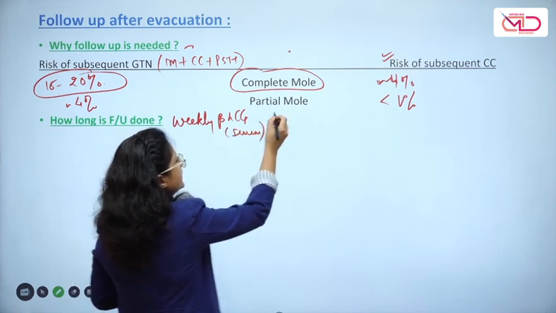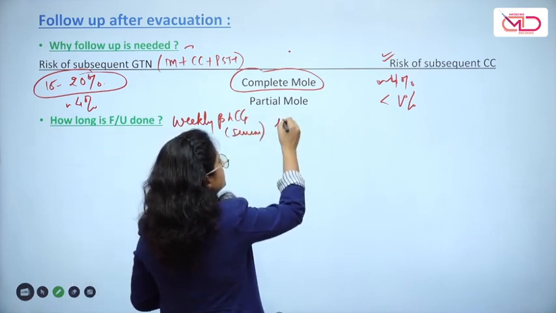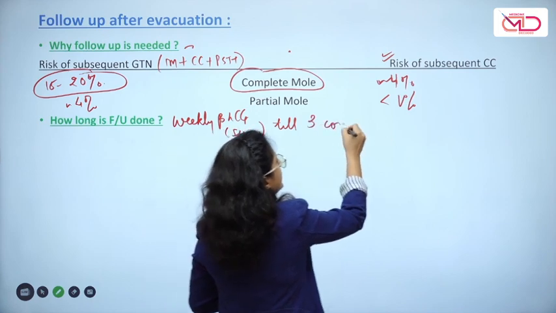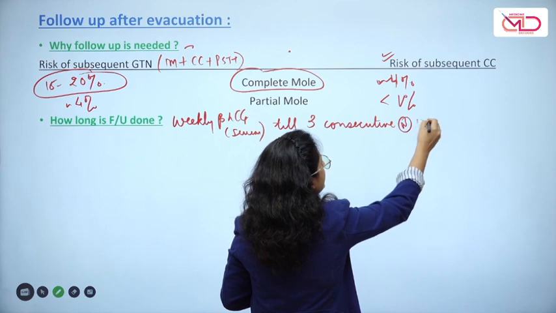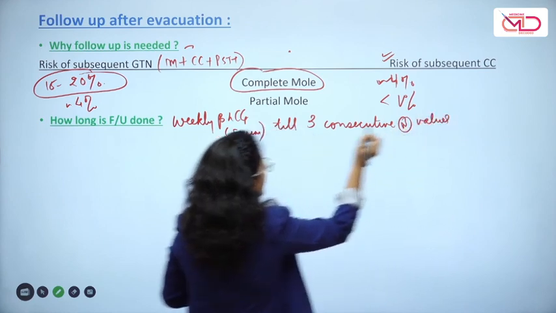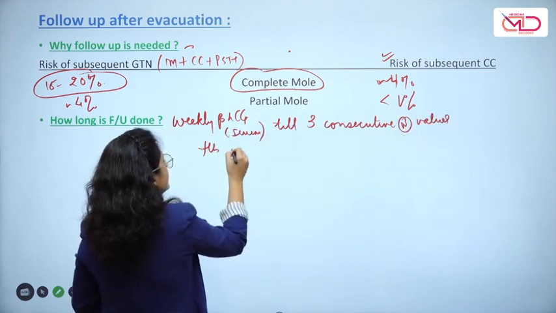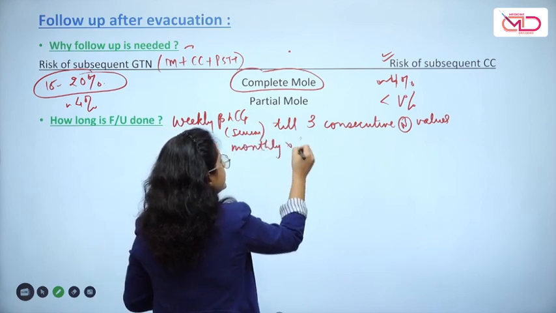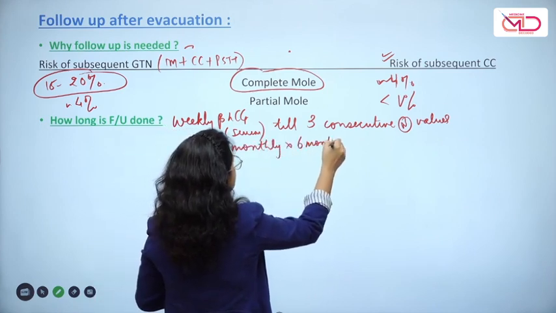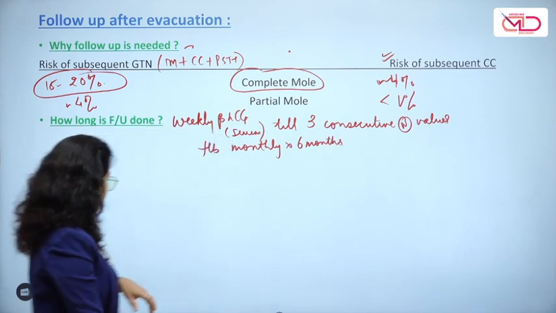And that has to be done till 3 back-to-back consecutive normal values. And after that, monthly for 6 months. So that's a long follow-up.